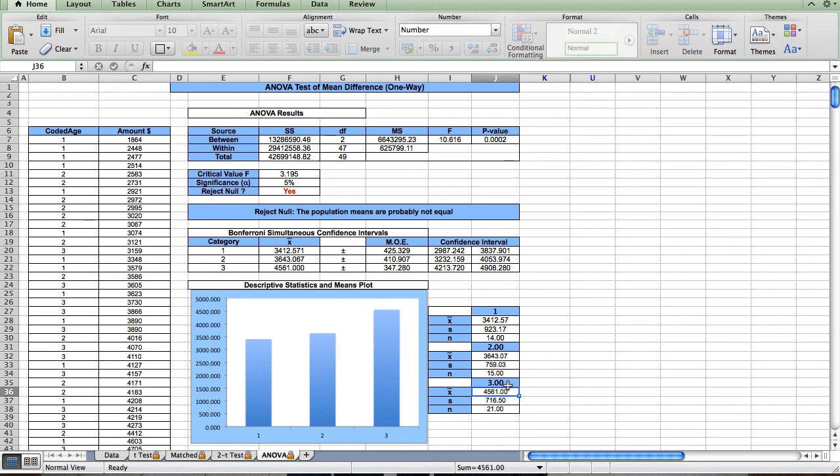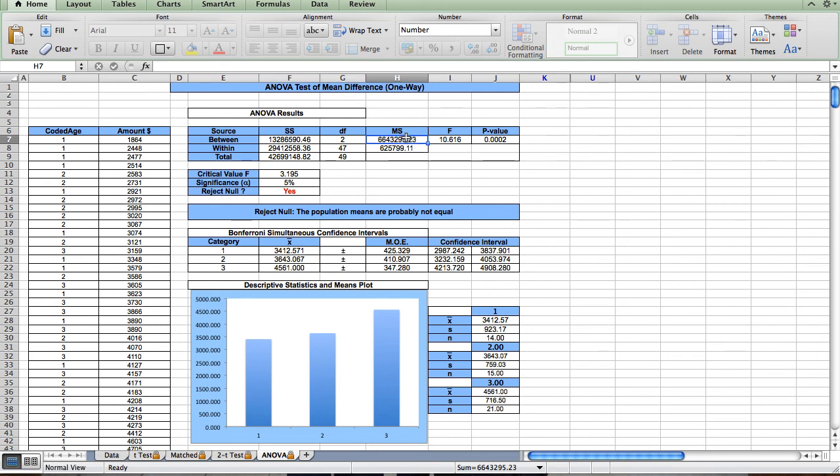The ANOVA test has as a null hypothesis that the population means are equal. In other words, the population mean spending for people in age group 1 is equal to the population mean for age group 2 is equal to the population mean of age group 3. So the ANOVA p-value gives me a pooled result. Here is a pooled measure of the difference between the sample means, that is the observed difference between x bar 1, x bar 2, and x bar 3.